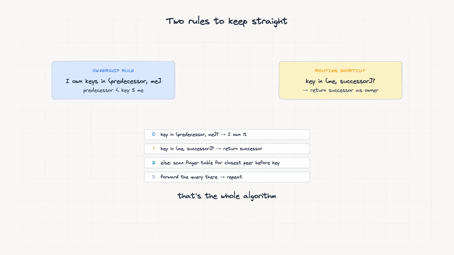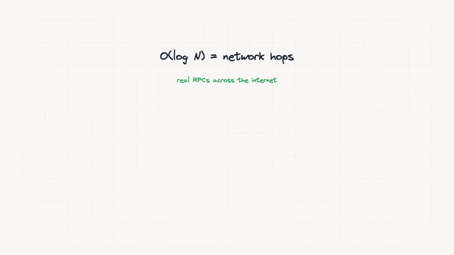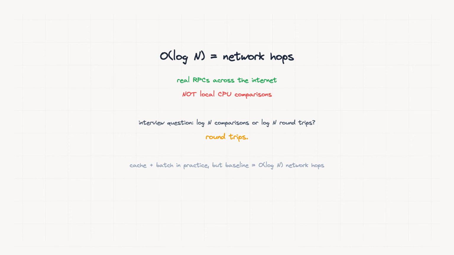That's the whole algorithm. One thing to be precise about. When we say big O of log n here, we mean network hops, real RPCs across the internet, not local CPU comparisons. That distinction matters in interviews. Someone might ask, is that log n comparisons or log n round trips? It's round trips. In practice, you'd cache frequently used lookups and batch messages, but the baseline cost is big O of log n network hops per query.